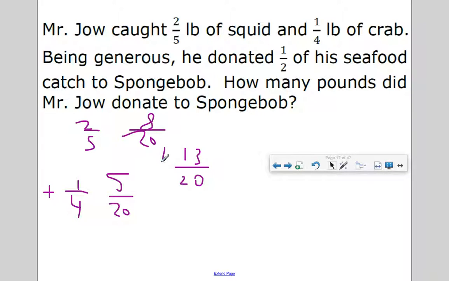I donated half of that amount to SpongeBob. So what's half of 13/20? 13/40 is the answer. 13/40 pound. Poor Squidward and Mr. Crab.